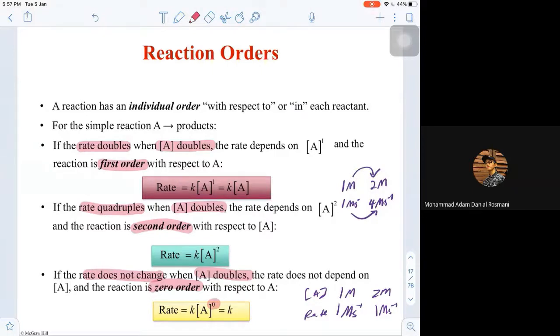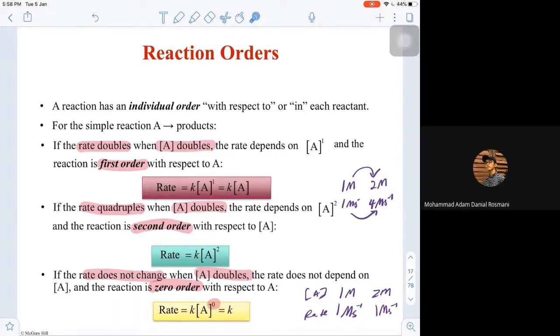Or we say that if we have a 0 order reaction, the rate is independent of the changes of the concentration of that reactant. So we have to remember this in case we have a question that doesn't need to be calculated. We double the concentration, the rate also doubles, it is first order. Double the concentration, rate increases 4 times, it is second order. We double, triple, quadruple the concentration, no effect to the rate, it is 0 order reaction. That is a conclusion on the reaction order.